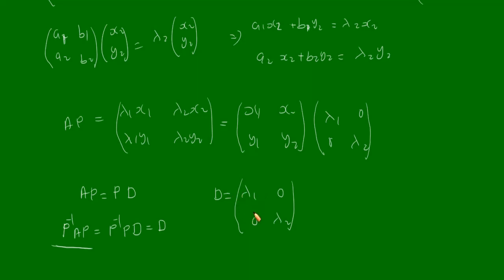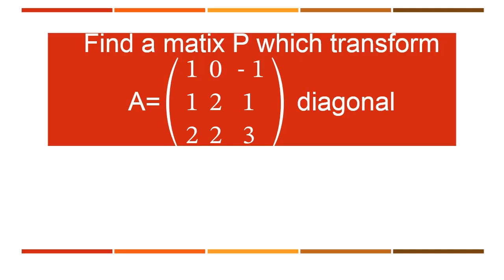So now let us do an example in this case. We have to find a matrix P which transforms this matrix A to a diagonal matrix, and A is 1 0 minus 1, 1 2 1, 2 2 3. So our characteristic equation in this case will be the determinant of 1 minus lambda, 0, minus 1, 1, 2 minus lambda, 1, 2, 2, 3 minus lambda, equal to 0.